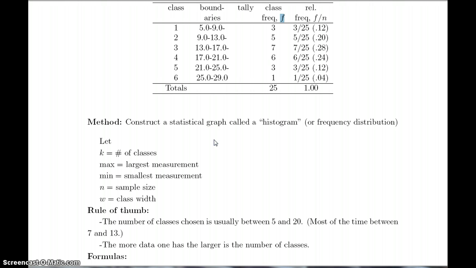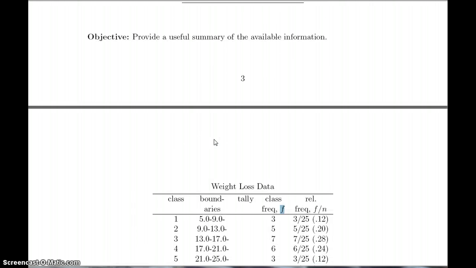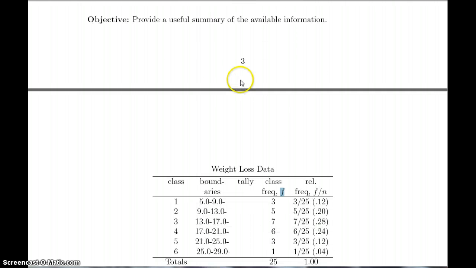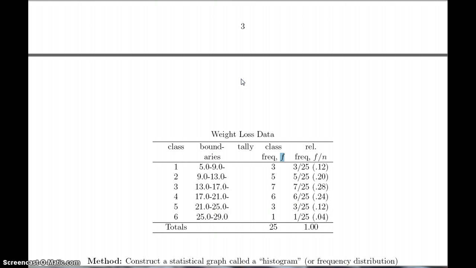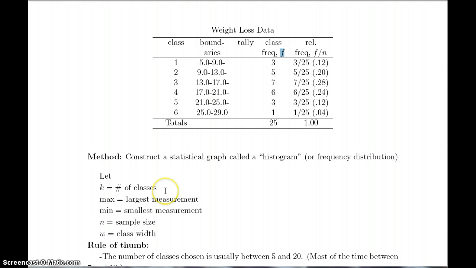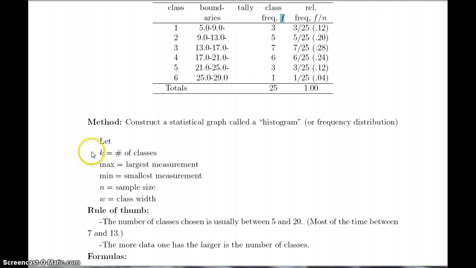So the first thing, when you have a data set or a sample like this one here, you want to determine is the lowest point, the highest point, and then how many classes I want to divide my data into. If we call that K, then I want to use the maximum for the largest measurement, the minimum for the smallest measurement, N for the sample size, and W for the class width.